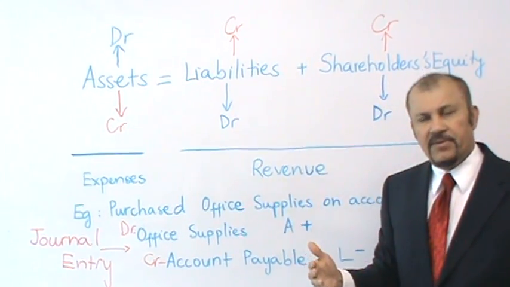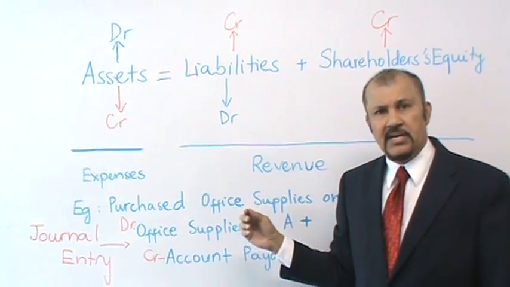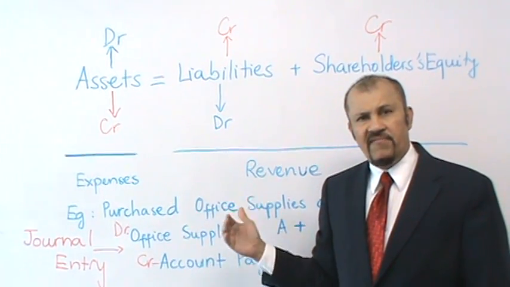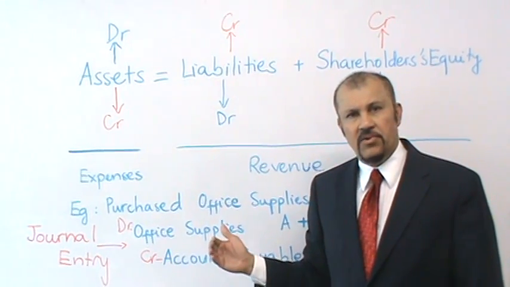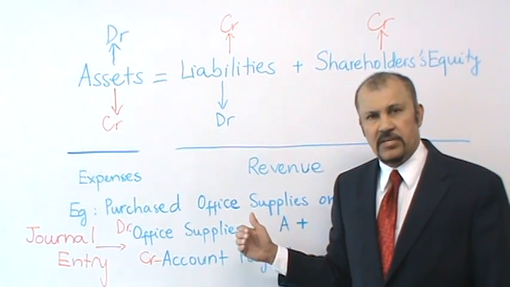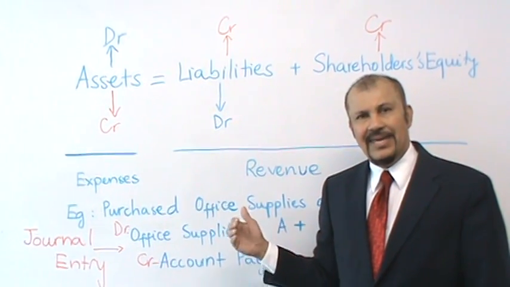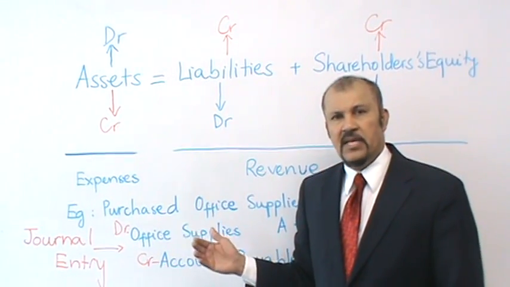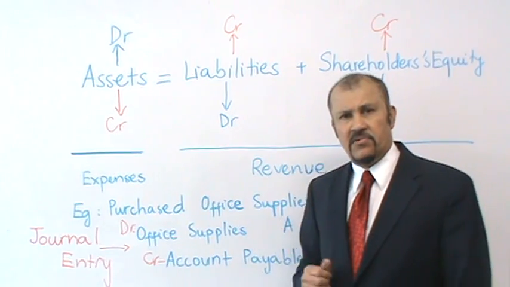Now the third step in our analysis would be to take each of these accounts separately, but we'll apply the same question. Does your office supplies account increase or decrease in value as a result of this transaction? Let's assume this transaction is for $100, where you bought office supplies for $100.